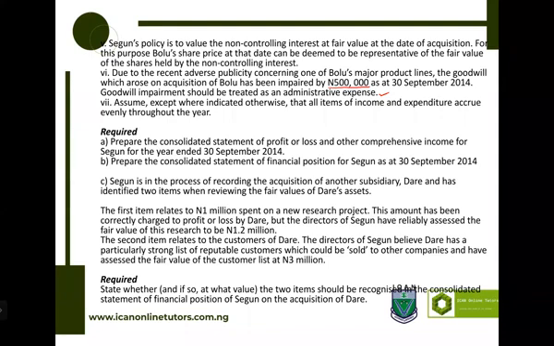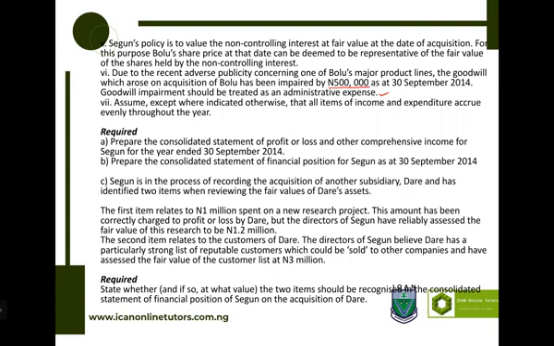C. Segun is in the process of recording the acquisition of another subsidiary, Dare, and has identified 2 items when reviewing the fair value of Dare's assets. The first item relates to 1 million spent on a new research project. This amount has been correctly charged to P&L by Dare, but the directors of Segun have reliably assessed the fair value of this research to be 1.2 million.